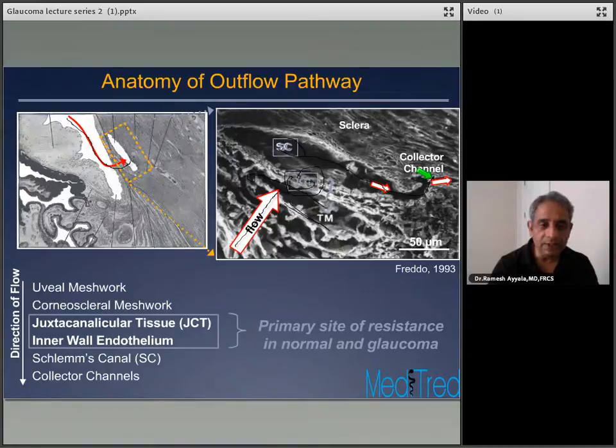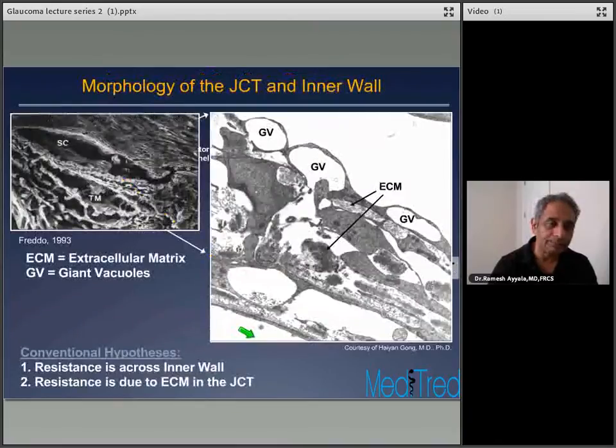So it's this juxtacanalicular area and the inner wall endothelium of the Schlemm canal complex, which is the primary site of aqueous resistance, both in normal patients and in patients with glaucoma.